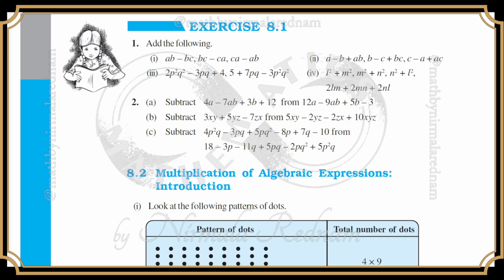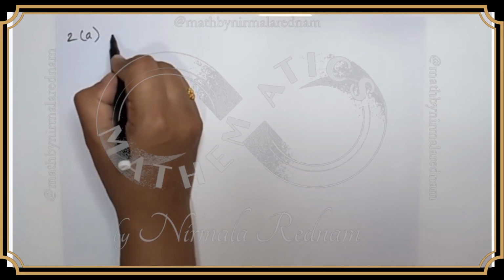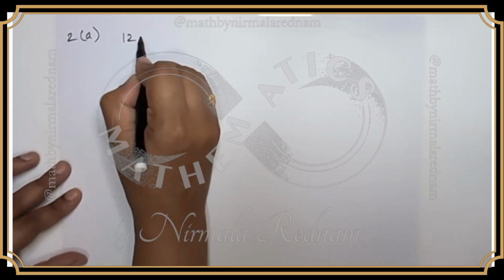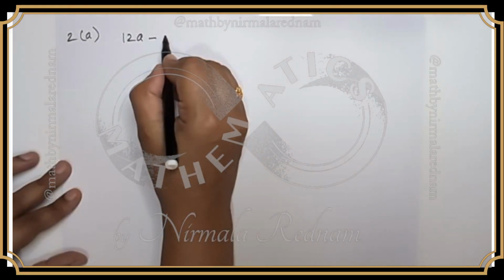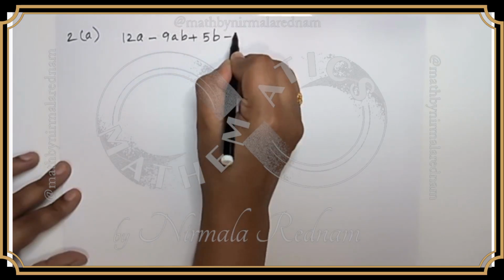So first I'll write this in the order that they have given, without changing anything over there. So I have 12a minus 9ab plus 5b minus 3, right?